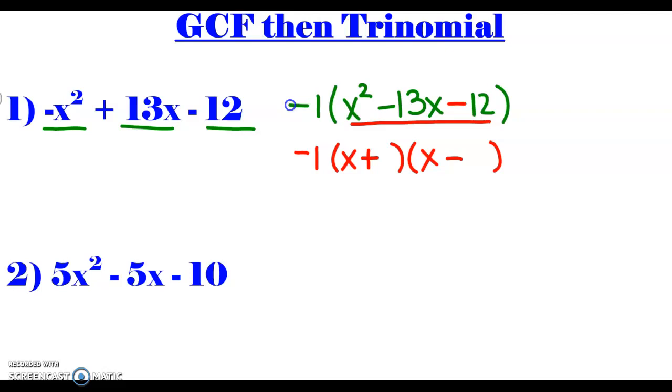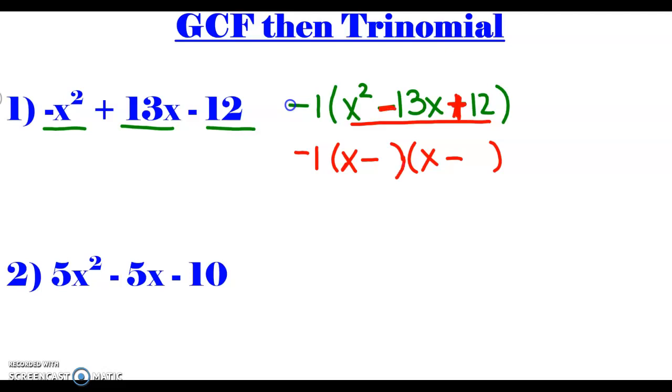oh wait, I forgot to change that sign. Whoo, I just caught myself. That should be a positive, because I divided this negative 12 by negative 1, so that should be a positive 12. So then you actually end up with two negatives in here, because they have to be the same sign to add up to a negative, so both negative.